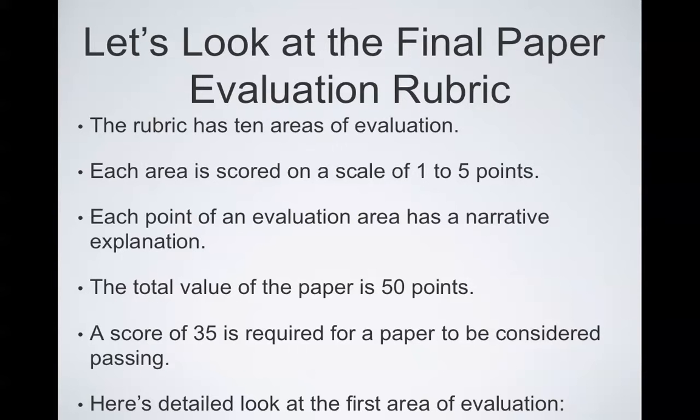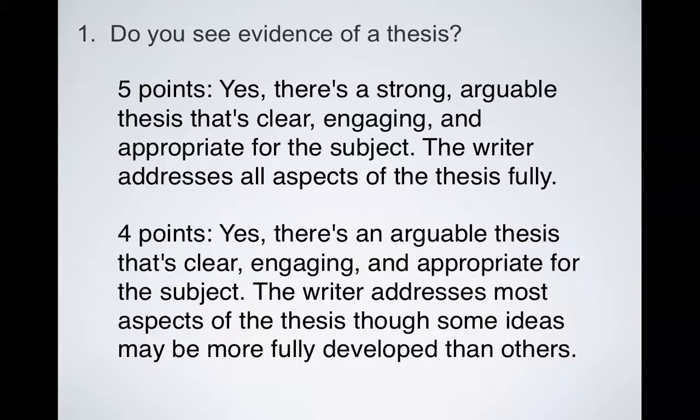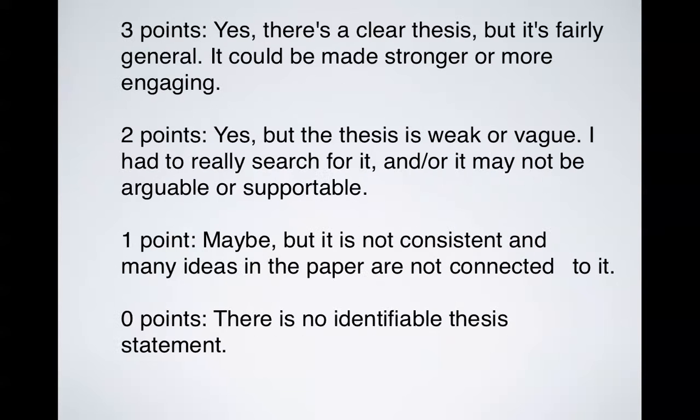Here's a detailed look at the first area of evaluation. Do you see evidence of a thesis? This question is asked by the faculty member when evaluating a research paper. We can see that there are several levels of narrative evaluation here, which allows the faculty to pinpoint where the student is scoring well in the paper. For example, 5 points is the answer to yes, there's a strong arguable thesis that's clear, engaging, and appropriate for the subject. The writer addresses all aspects of the thesis fully.